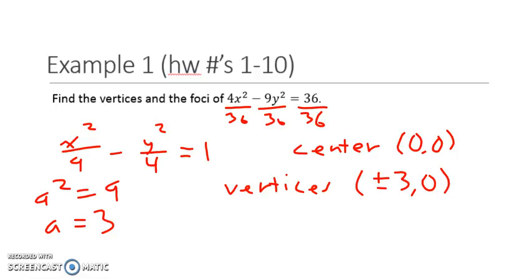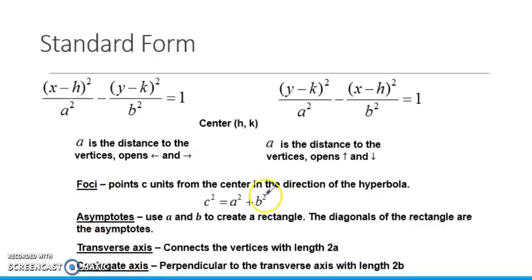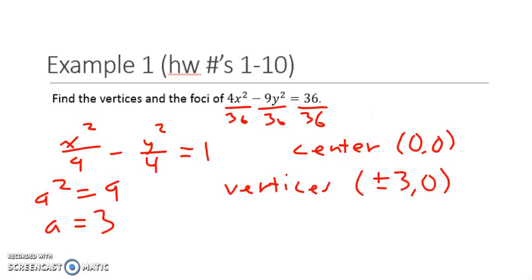Now, to find the foci, I did point out that the equation has changed a tiny little bit. Now we're going to take the sum of the two denominators, a squared and b squared, and then we're going to take the square root of that to find c. So in this case, the c squared value equals 9 plus 4, which is 13. And then if you take the square root of that, you get the square root of 13. You can't reduce that, you just leave it as a square root of 13.